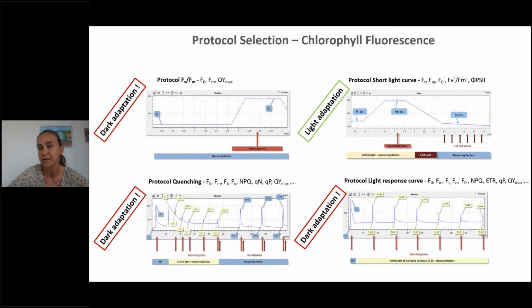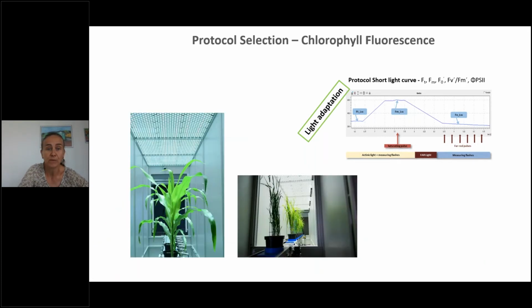So we light adapt the plants, and we measure the steady state fluorescence, apply a saturating pulse for determination of the maximum fluorescence level in the light, and the far red pulses for determining F0 prime values. And for the light adaptation, either we measure the plants in their ambient environment, in the field, in the light adapted state, and then perform a fast type of measurement. Here I would mention we have basically 3 seconds of measurement for this type of measurement.